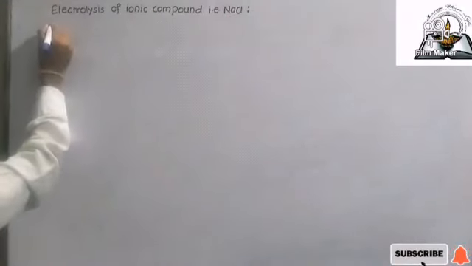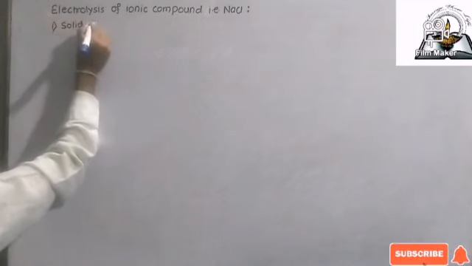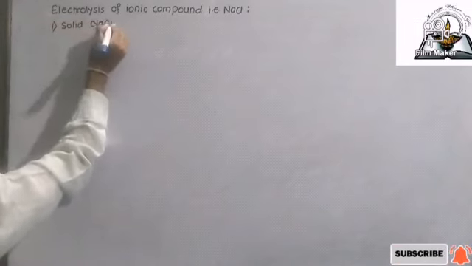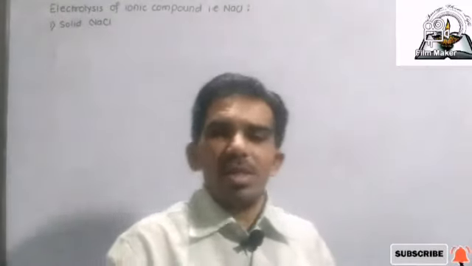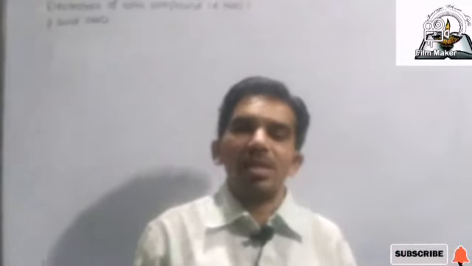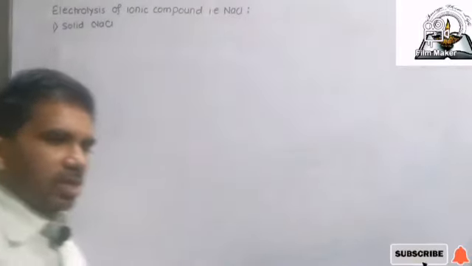So what will happen? First one is the solid NaCl. If we take solid state NaCl and pass the electric current through it, then it is seen that electric current does not pass through solid NaCl.